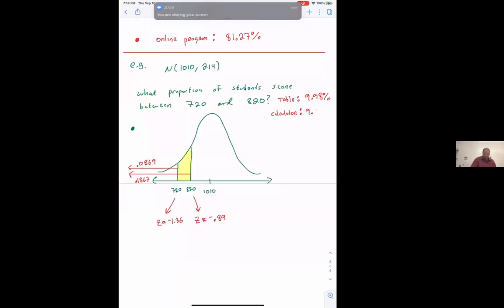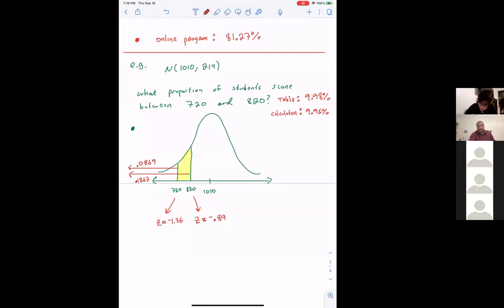Which is pretty close to what I had before, enough so that I don't question it. Again, I'm only off by 0.02%, so it seems fairly accurate. Does that make sense so far? Yes. Okay.